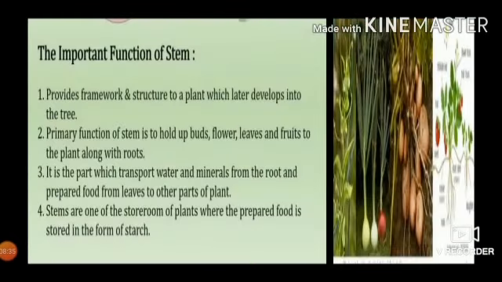Important functions of stem. It provides framework and structure to a plant which later develops into a tree. The primary function of the stem is to hold up buds, flowers, leaves and fruits of the plant along with roots. It is the part which transports water and minerals from the root and food prepared in leaves to the other parts of the plant. Stems are also one of the storerooms of the plant where the prepared food is stored in the form of starch. So these are the important functions of stem.